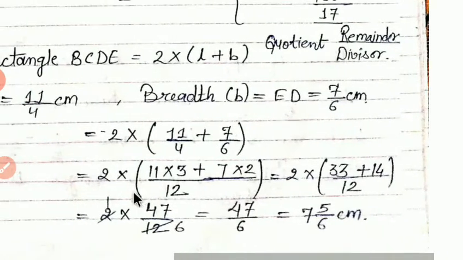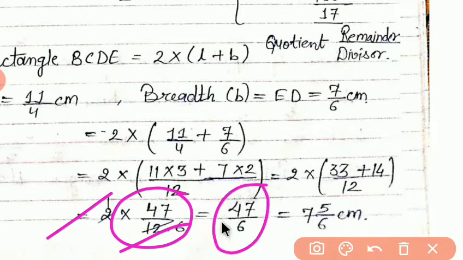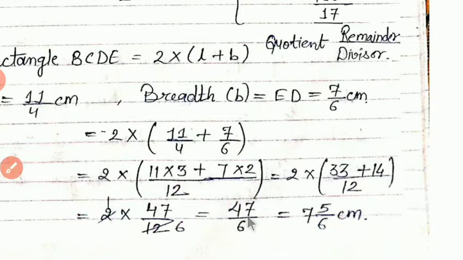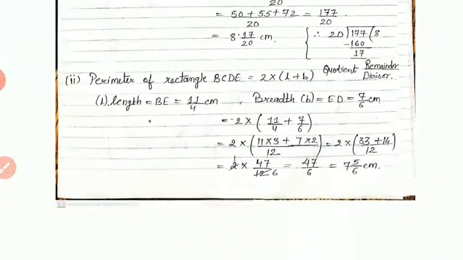First we will add. So 47 by 12. Here you can cut: 2 ones are 2, 2 sixes are 12. So the answer is 47 by 6, or if we change it into a mixed fraction it will be written as 7 5 by 6 centimeter. Now one more question is given.